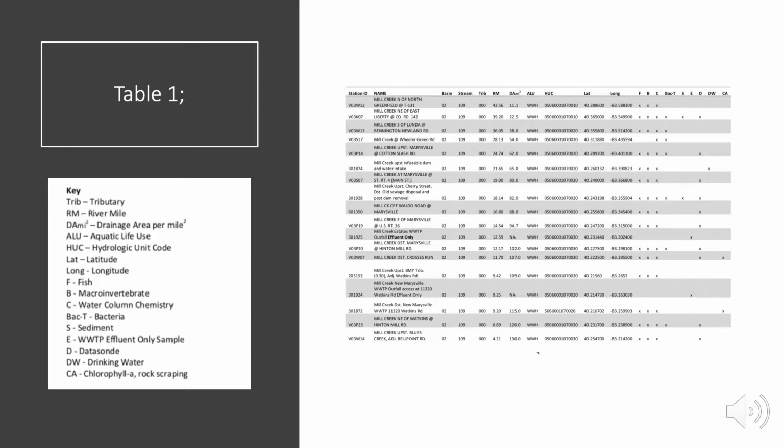So Table 1 is essentially the station and the names, and it lists the coordinates, locations, as well as the basin and stream. So as you can see, also to the right, it lists what was sampled and what was detected. So you can see trib is tributary, RM is river mile, lat and long stand for latitude, longitude, and F is for fish, etc., etc.